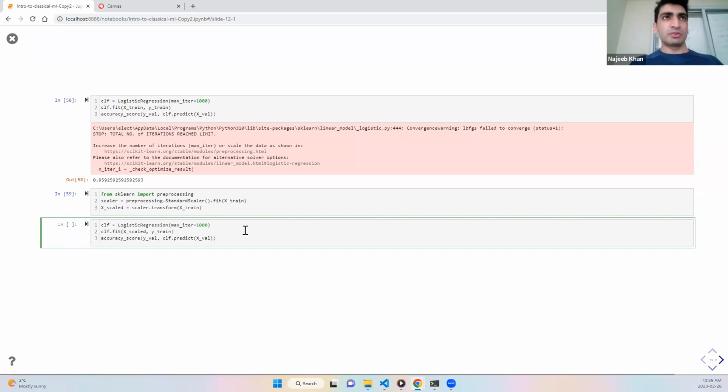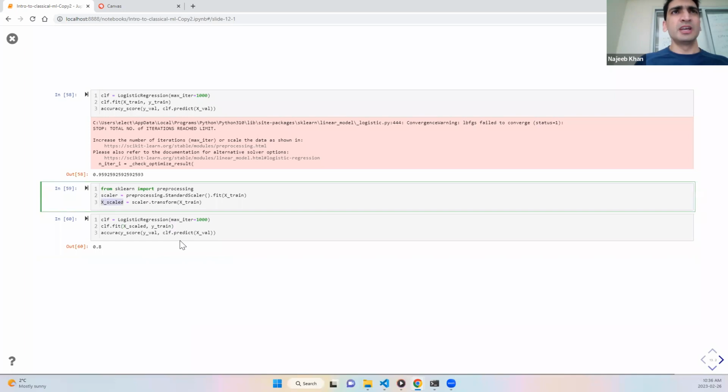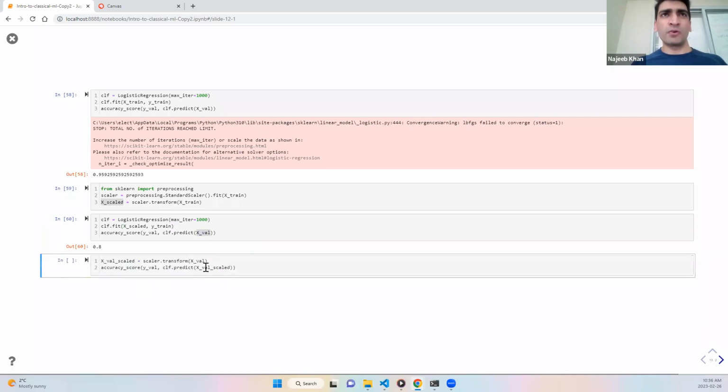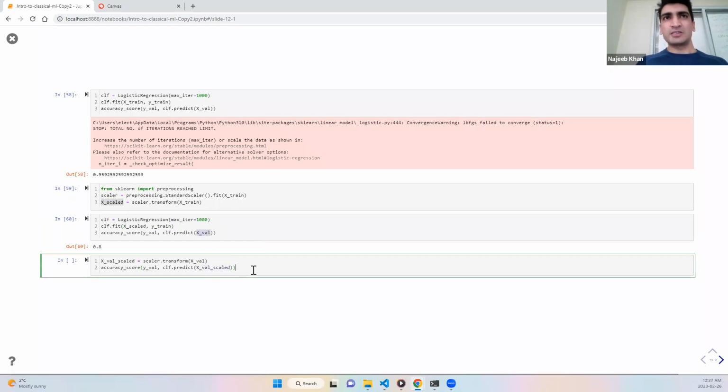And then we can calculate the accuracy. There is something going on in there. Probably we trained the model with X scaled, but we are evaluating it without the scaling. So now we have a lower accuracy. So rather than providing the raw values, we need to provide the standardized values.